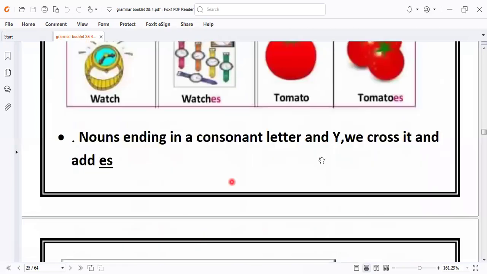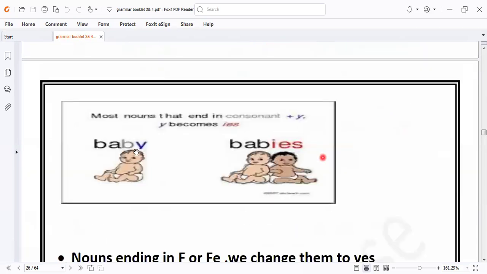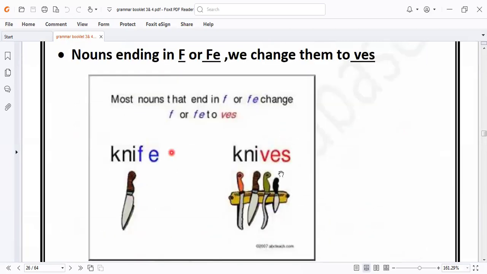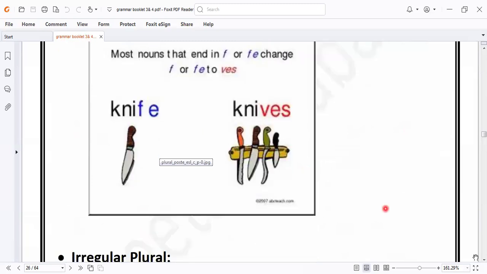Here when we have a y, I omit the y and add ies to the noun like this. Baby will be babies. Knife will be knives. You omit the f and add ves to the noun.